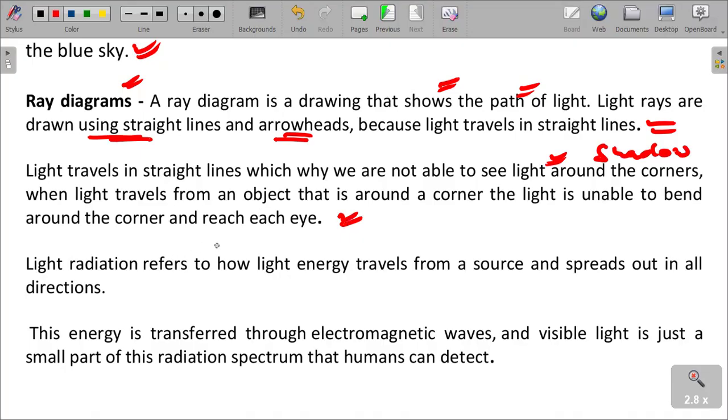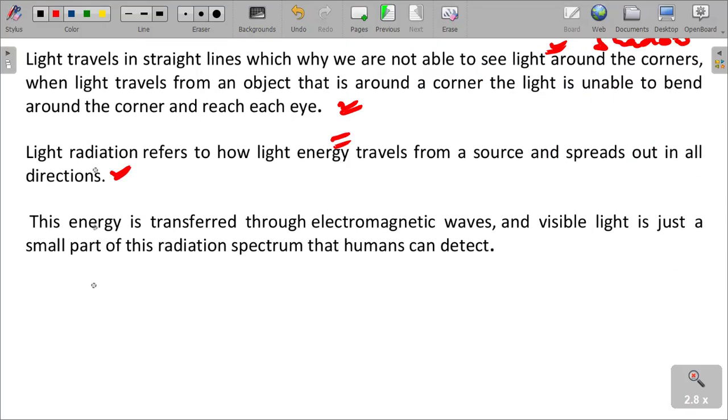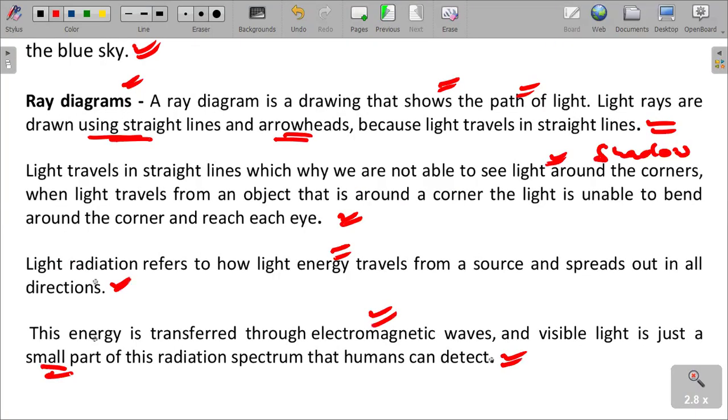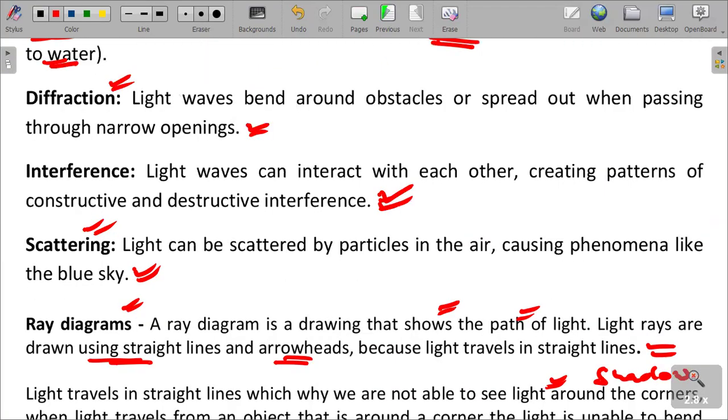And then light radiation refers to how light energy travels from a source and spreads out in all directions. This energy is transferred through electromagnetic waves, and visible light is just a small part of the radiation spectrum that humans can detect. So we are just talking about visible light, and that is it. We are going to talk about radiation and reflection of light in detail, and all the other various light forms.